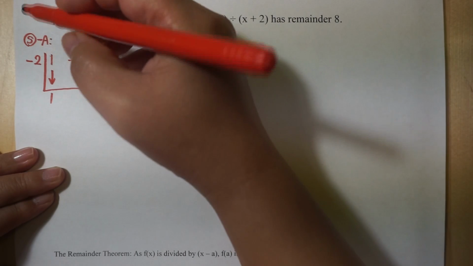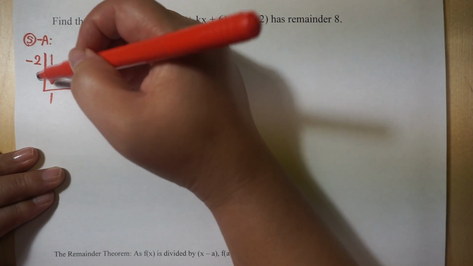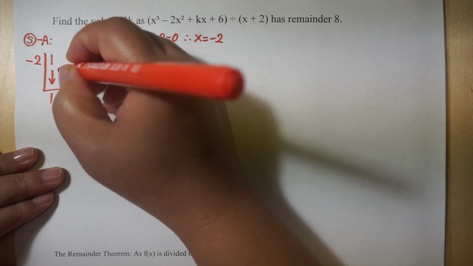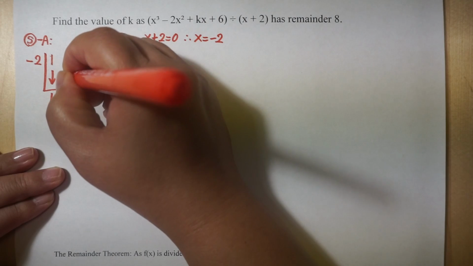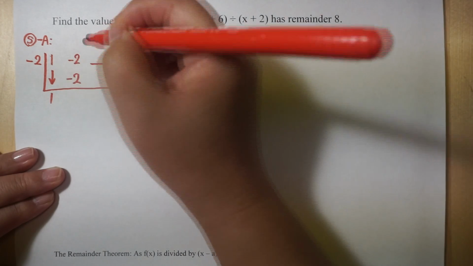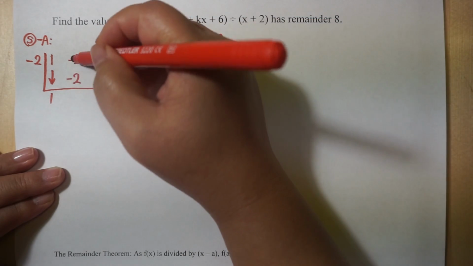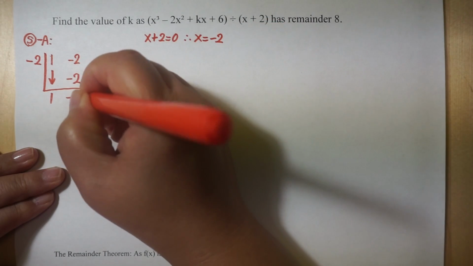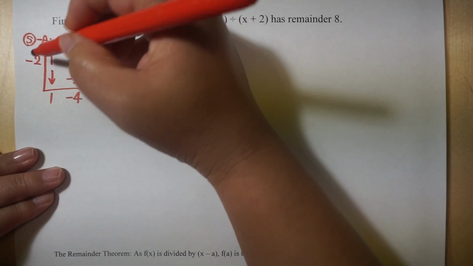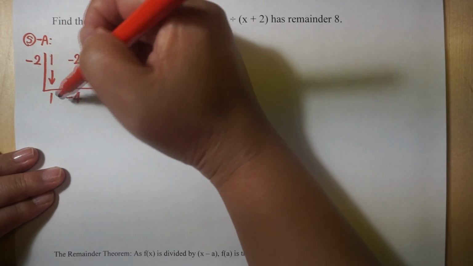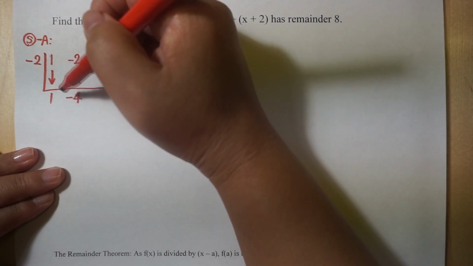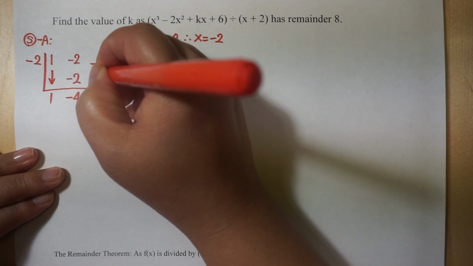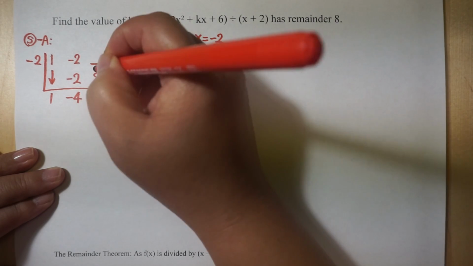So now we're going to multiply negative 2 and 1. So negative 2 times 1 is negative 2. We're going to put it over here. And then we're going to add these 2 numbers. Negative 2 plus negative 2 is negative 4. And then we're going to multiply these 2 numbers, negative 2 and negative 4, which is positive 8.